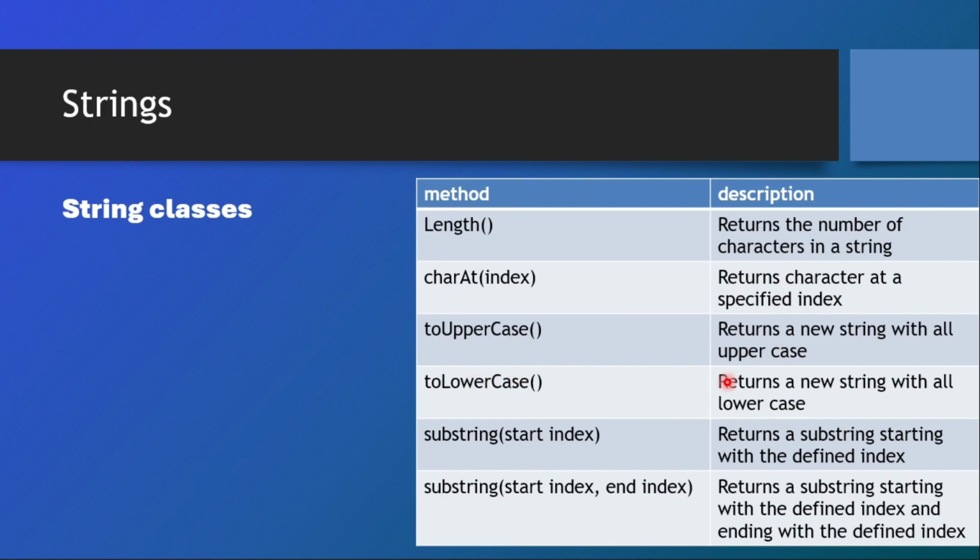We have toLowerCase, which returns the string with all lowercase, and we've got substring with a start index, the starting index that we want. So if we want our index to start at 1, it will return the string starting from that specific index. The substring method, where we have a start and end index, returns a substring starting with the defined index and ending with the defined index as well.